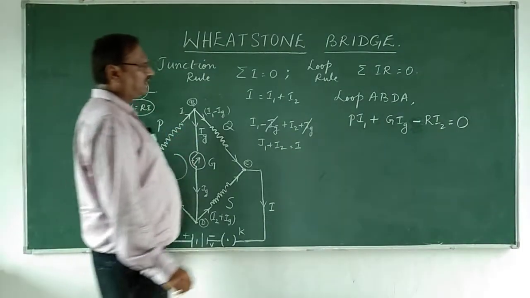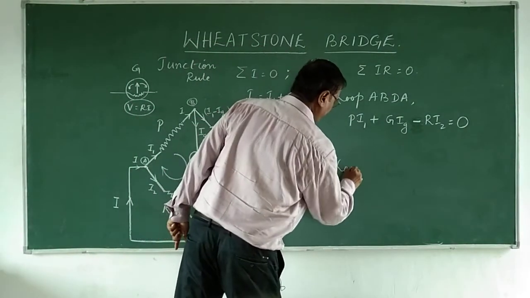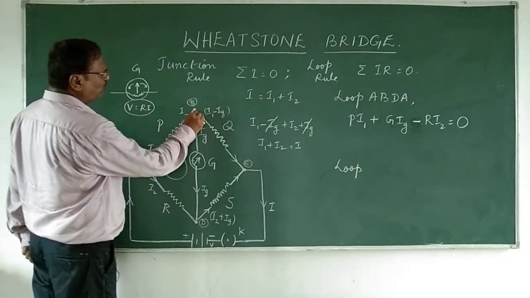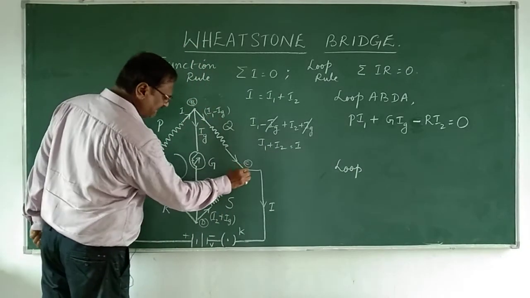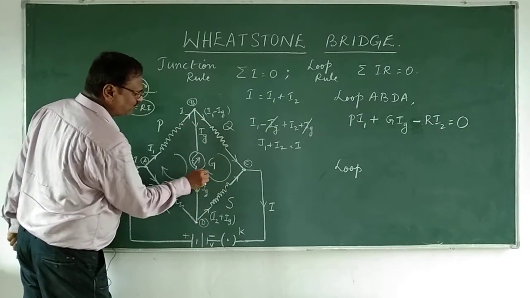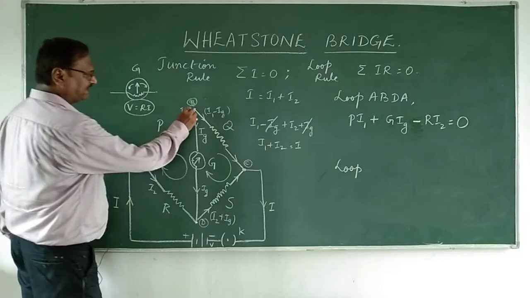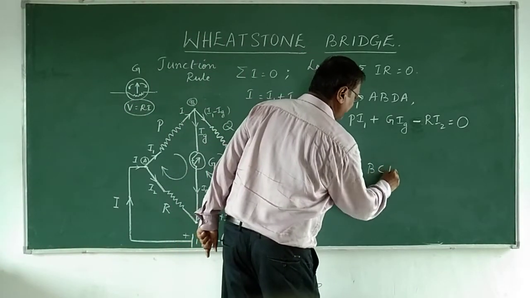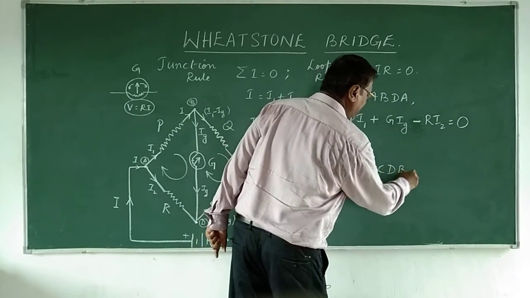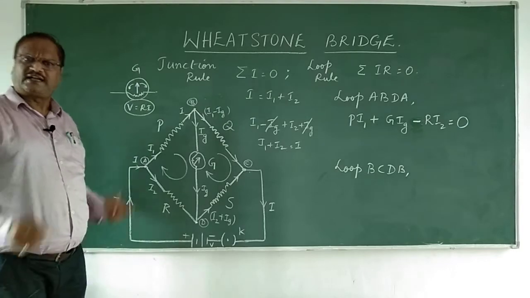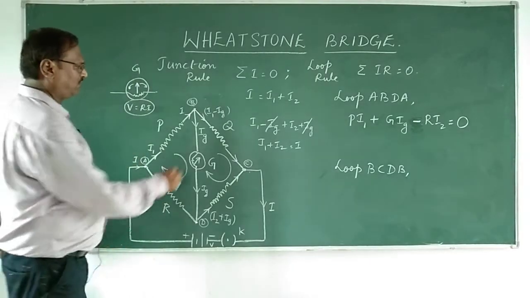We will now consider another loop, let us say, right? And this loop, what is this loop here? Let us consider the loop to be B, C, D, B. Let us consider this loop now. Again, I start from B and go to C. Loop B, C, D, end up at B again. Let us see what are the changes in potential.